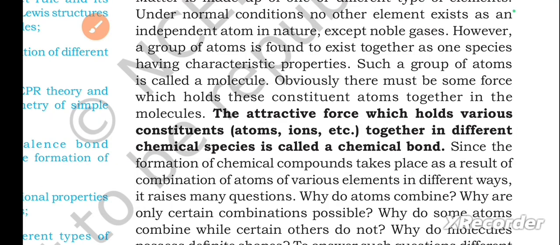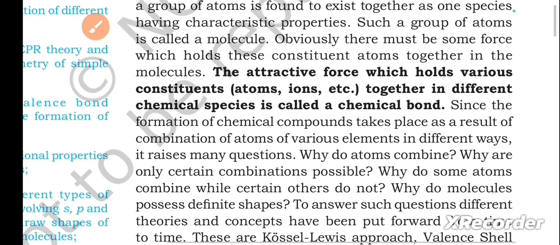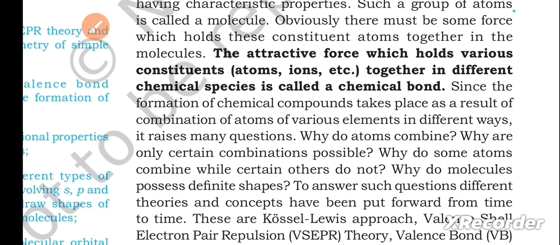The attractive force which holds various constituents, that is atoms, ions, etc., together in different chemical species is called a chemical bond. Since the formation of chemical bond takes place as a result of combination of atoms of various elements in different ways, it raises many questions.